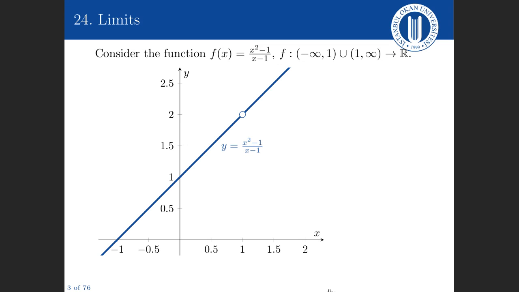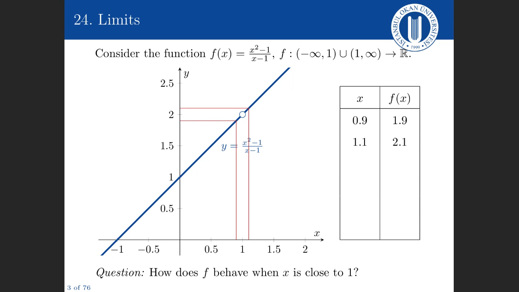And I want to ask the question, how does this function behave if x is close to 1? We can look at some values of x close to 1 and calculate f of x. For example, if x is equal to 0.9, we can calculate that f of x is equal to 1.9. If x is equal to 1.1, then f of x is equal to 2.1. Or perhaps we want to look closer to 1. Perhaps we want to look at 0.99 and 1.01.